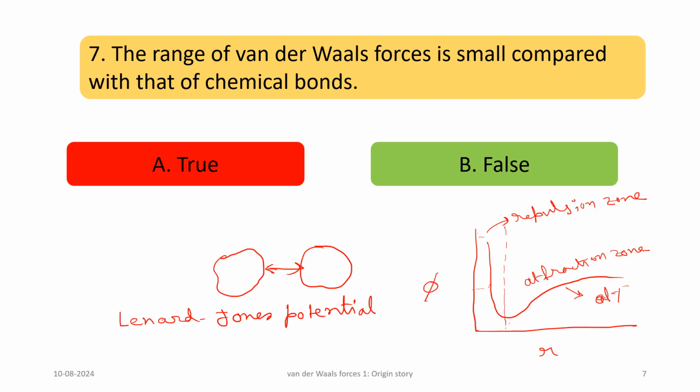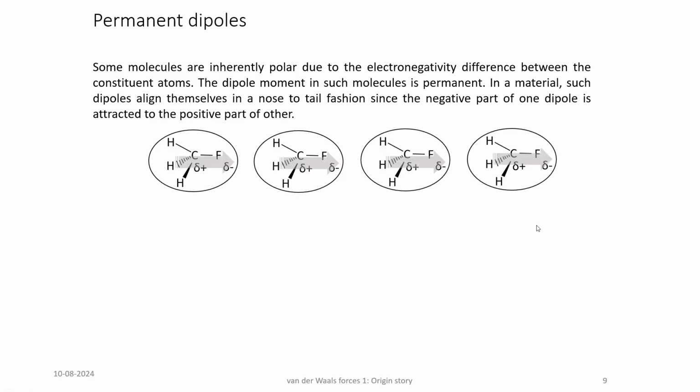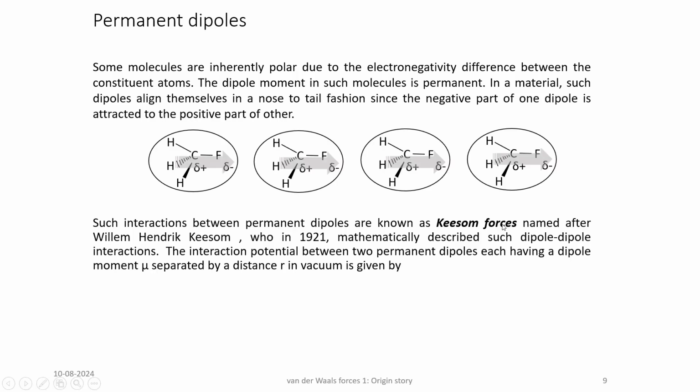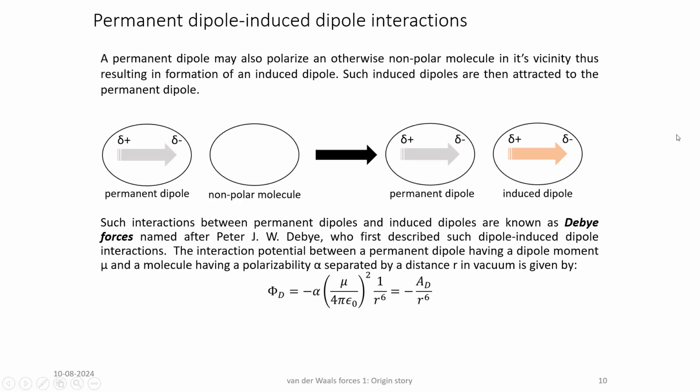And always two particles, or two spheres, or any two materials or subjects, remain in the attraction zone. So from here the van der Waals force starts. What is that? Van der Waals force is a summation of three types of force. The first one is called the London dispersion force, the second one is the Keesom force, and the third one is the Debye force.